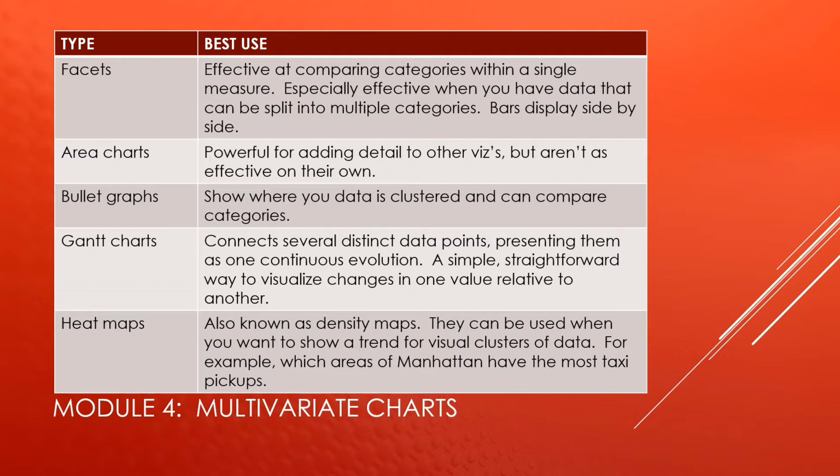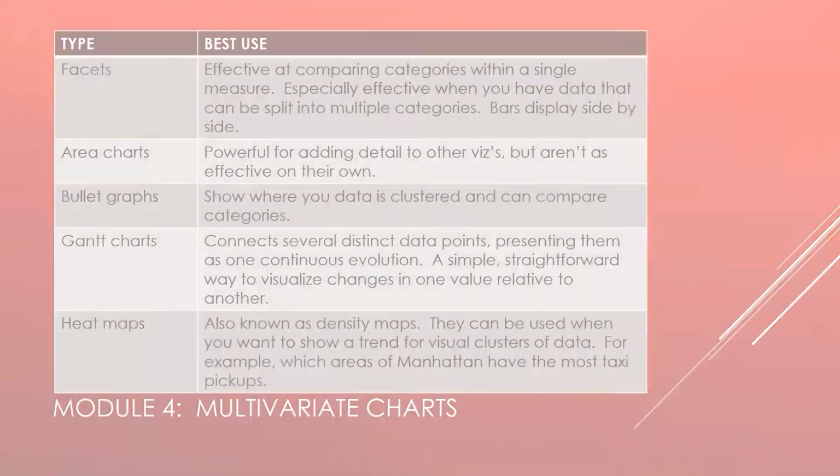Bullet graphs show where your data is clustered and can compare categories. Gantt charts connect several distinct data points, presenting them as one continuous evolution. It's a simple, straightforward way to visualize changes in one value relative to another. And then we have heat maps, also known as density maps. They can be used when you want to show a trend for visual clusters of data. For example, which areas of Manhattan have the most taxi pickups? That would be an example of something that you might want to show on a heat map.